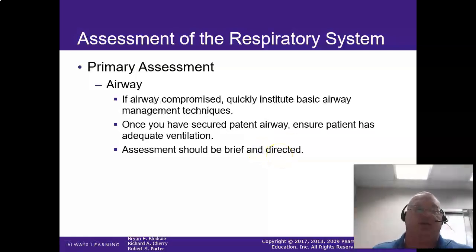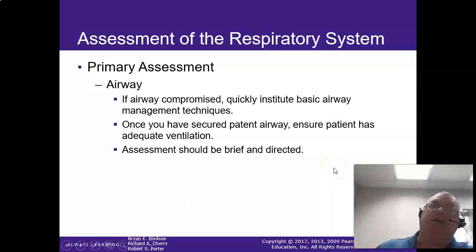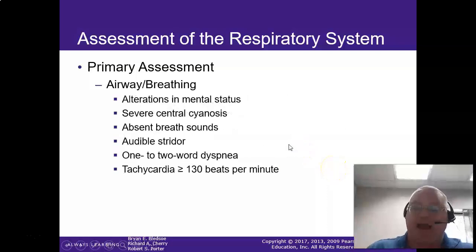If you need to, direct laryngoscopy. Remember, how long does it take you to find your Magill forceps and your laryngoscope, okay? We're talking 20, 30 seconds. That's an eternity, considering your response time was probably somewhere between the 5 to 10 minute mark, all right? If the airway is compromised, use basic airway techniques. Once you've secured the patient's airway, ensure that the patient has adequate ventilations, okay? The assessment should be brief and directed. Again, air needs to be going in and out, okay?